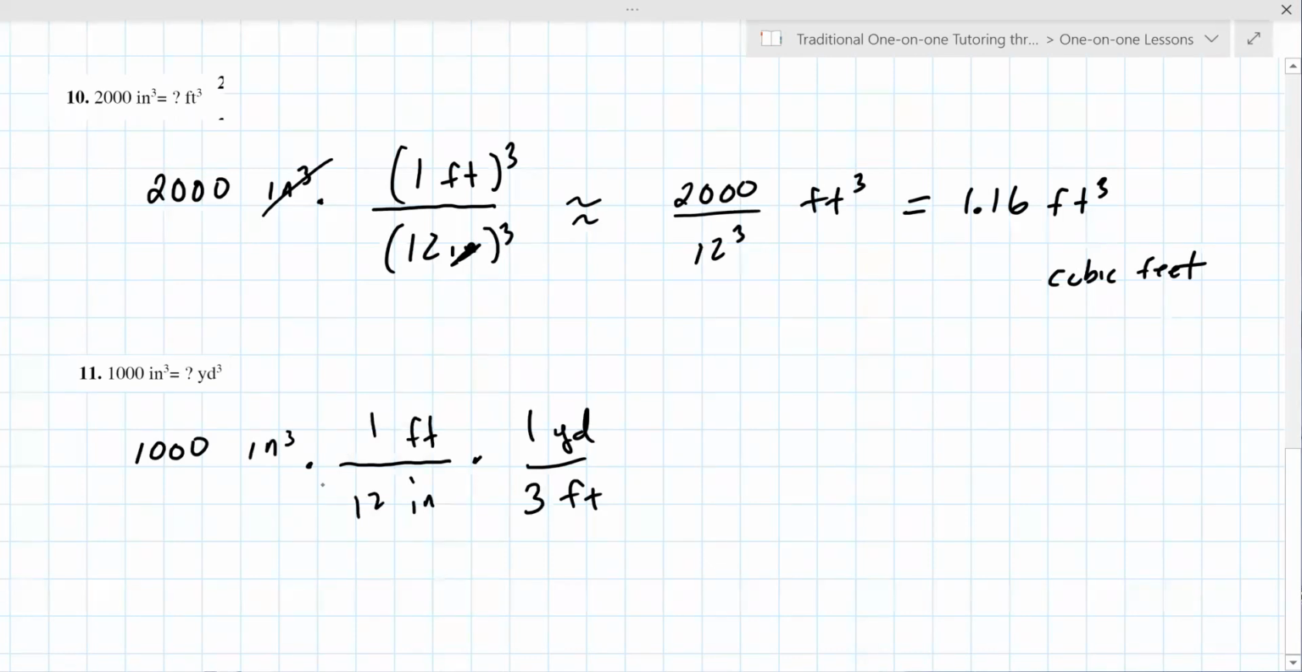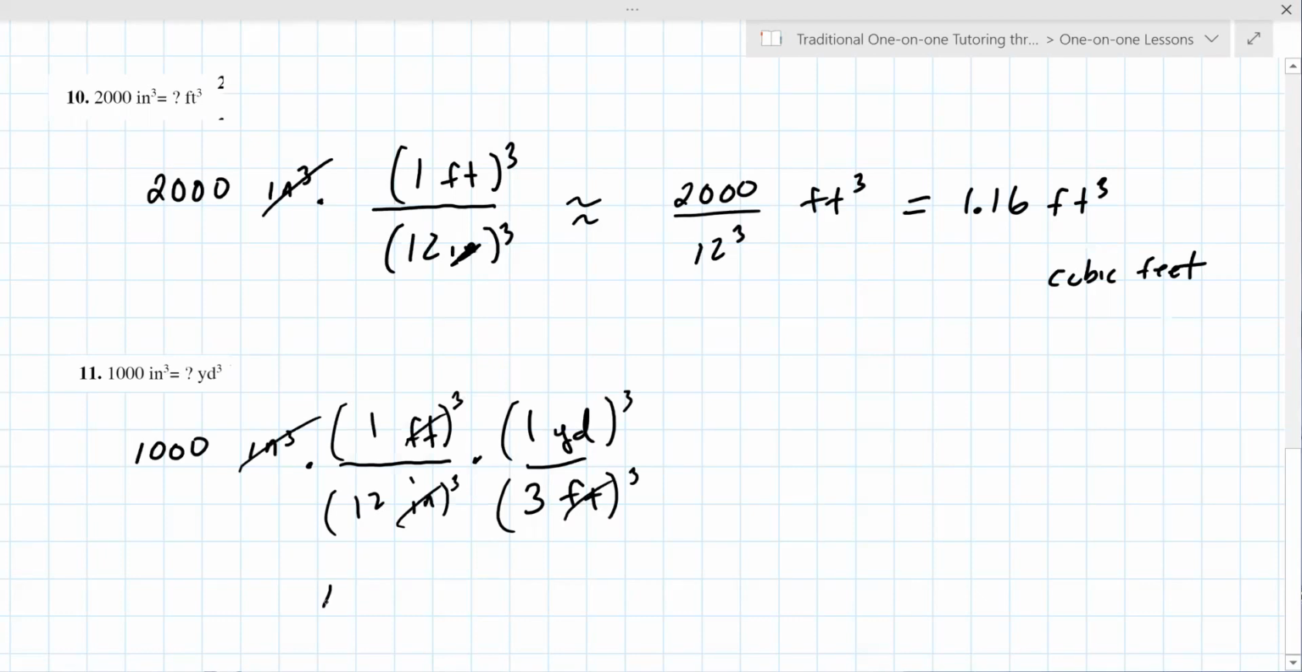Okay, but we need cubes. So we have to cube this, and cube that, and then cube that, and cube that. The reason is because we're trying to get rid of the units. So that gets rid of that, that gets rid of that. So these exponents really only apply to the numbers.